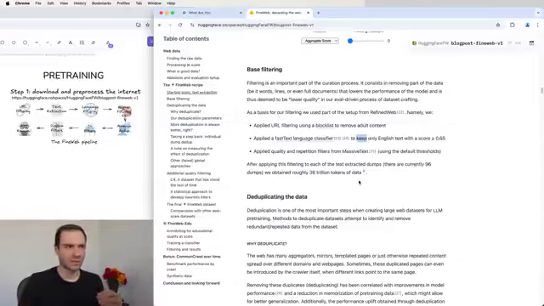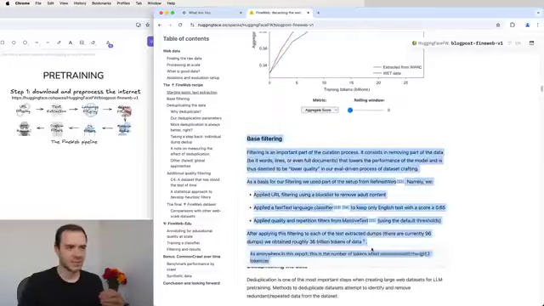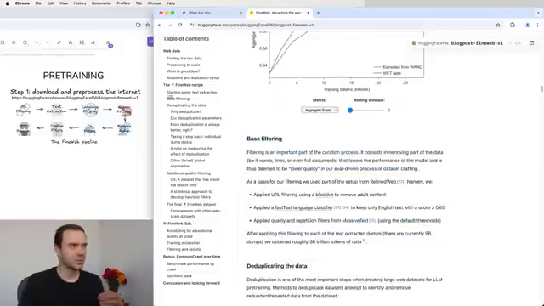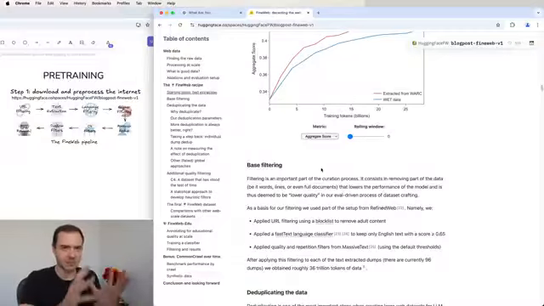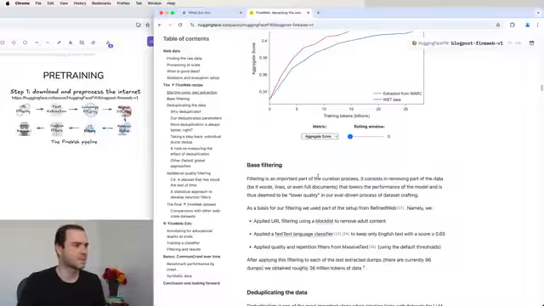But what we really want is we just want this text, right? We just want the text of this web page, and we don't want the navigation and things like that. So there's a lot of filtering and processing and heuristics that go into adequately filtering for just the good content of these web pages. The next stage here is language filtering.